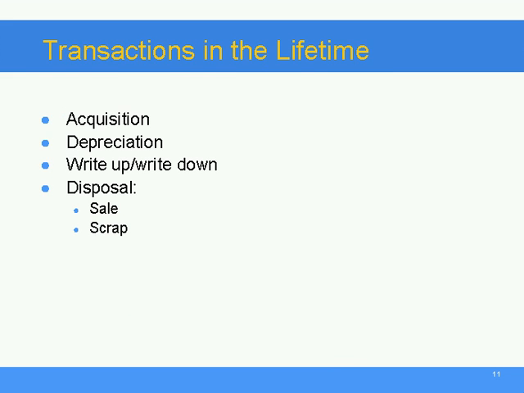Let me show the next slide. Transactions in the lifetime. Financial information about the asset is important for accounting. This information is entered when asset transactions are first created and then periodically updated for the asset. The most common asset transactions are acquisition, depreciation, value adjustments such as write-down, and disposal by sale or scrap.